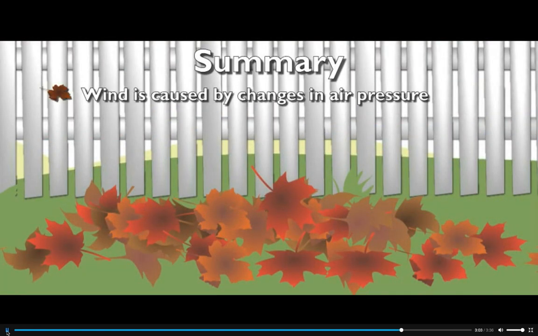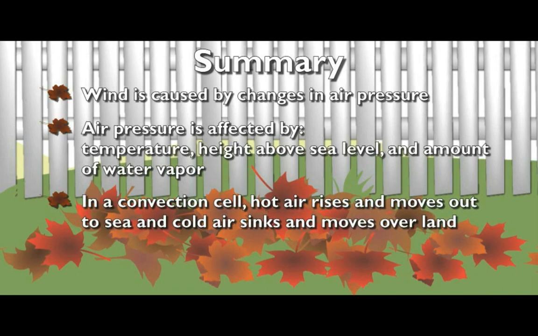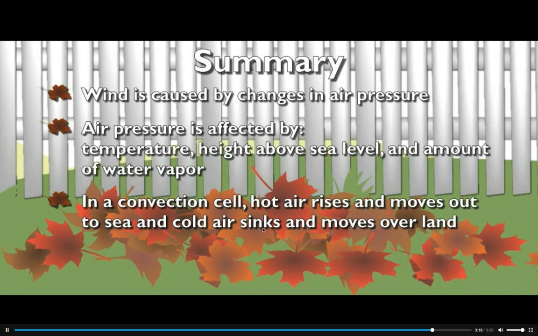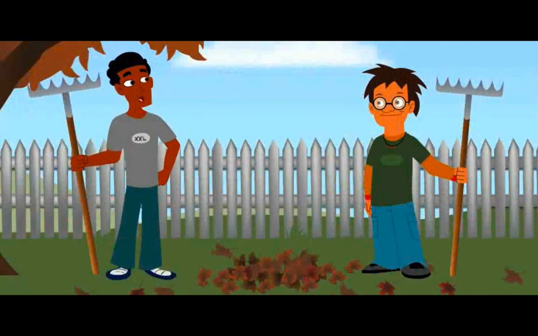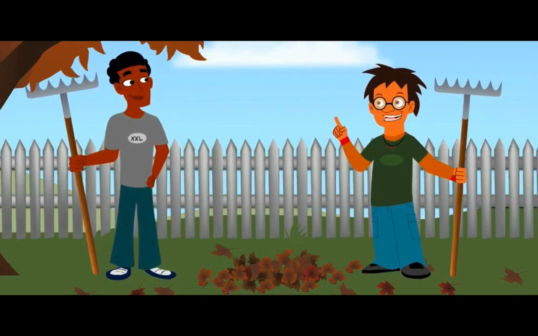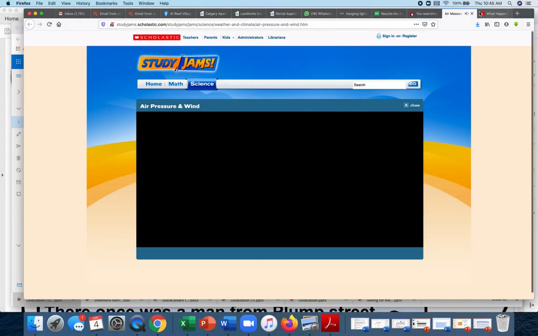I never realized wind was caused by changes in air pressure, or that air pressure is affected by three things: temperature, height above sea level, and amount of water vapor in the air. And the convection cell stuff, hot air rising, cool air sinking, it's wild. But it's not as wild as the Coriolis effect. That's the spinning of the Earth that makes winds curve. Wind is invisible, but so powerful. Wow, Sam, I'm blown away. Well, it was quite a whirlwind of information. Oh, the puns. They are just all over it.